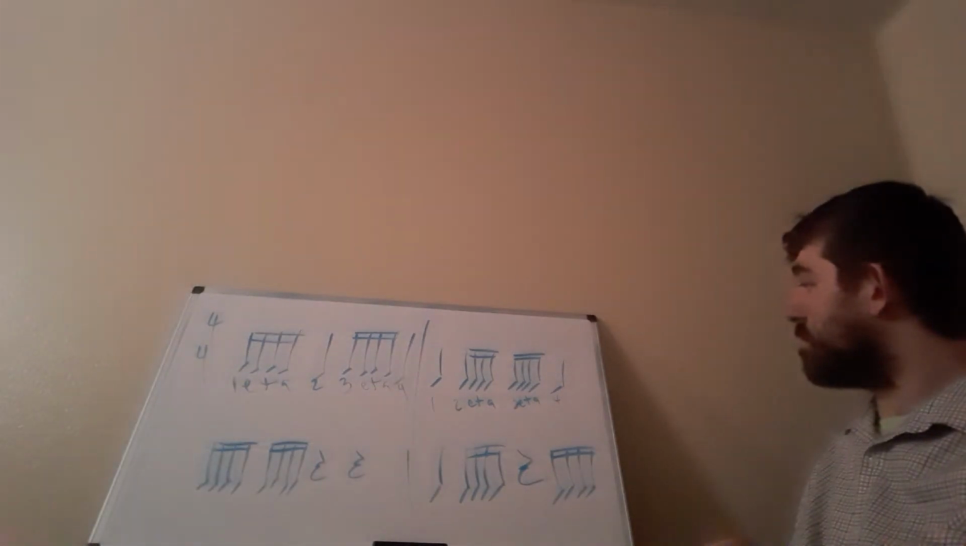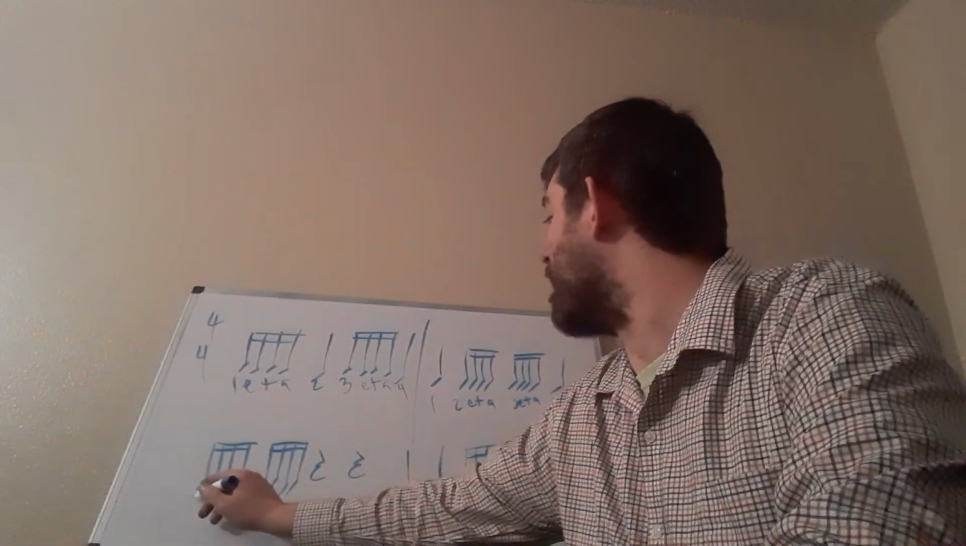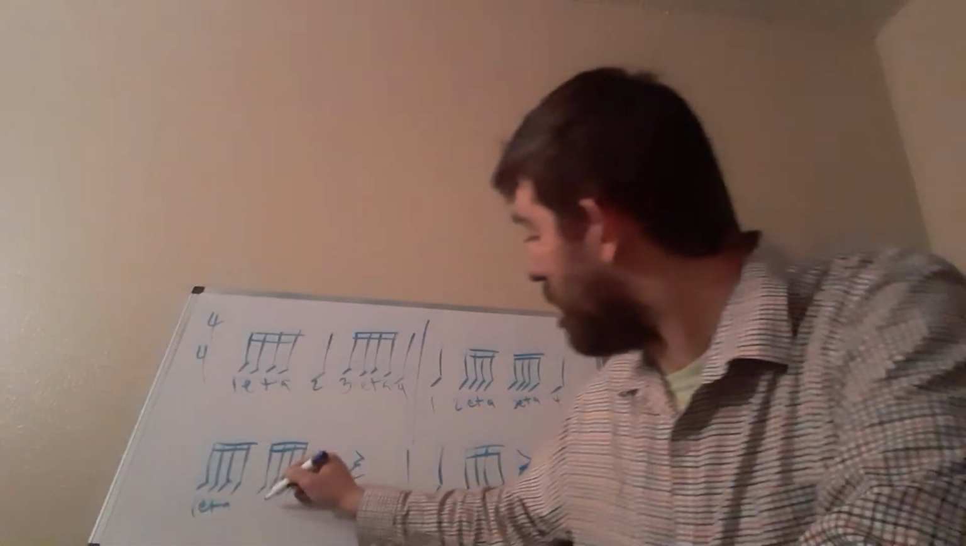Take a look at measure three. We have one group of 4 16th notes and then a second group of 4 16th notes. So that's going to be one E and a, two E and a.